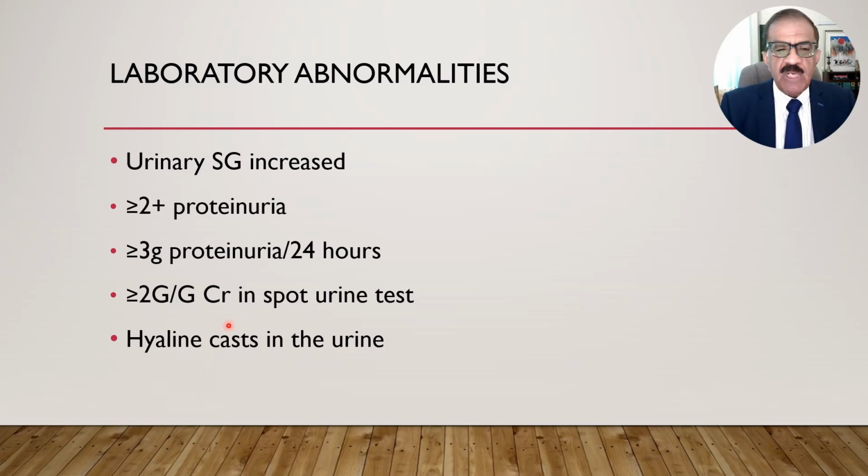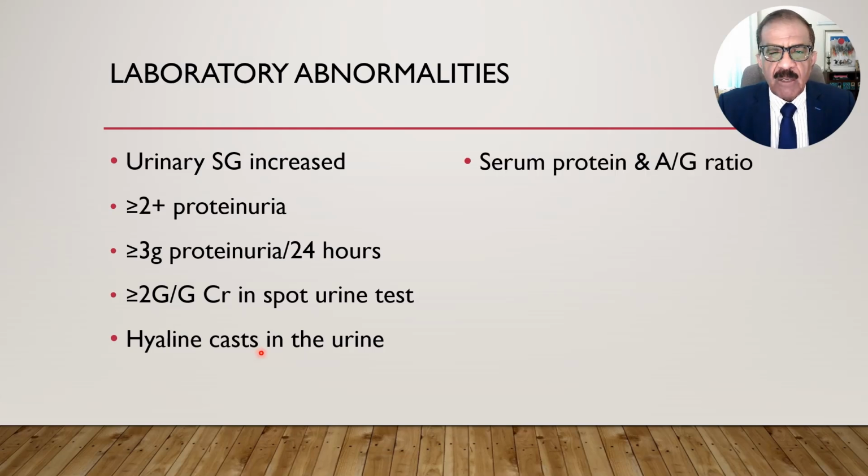If you test it under the microscope, there may not be any cells, or there may be some, but the hyaline casts, made of protein, of various shapes and sizes would be seen in the urine under microscope. And serum protein and A/G ratio would be affected. Protein would be reduced, A/G ratio would be altered in favor of globulin, and lipid profile would show a mixed type of hyperlipidemia.